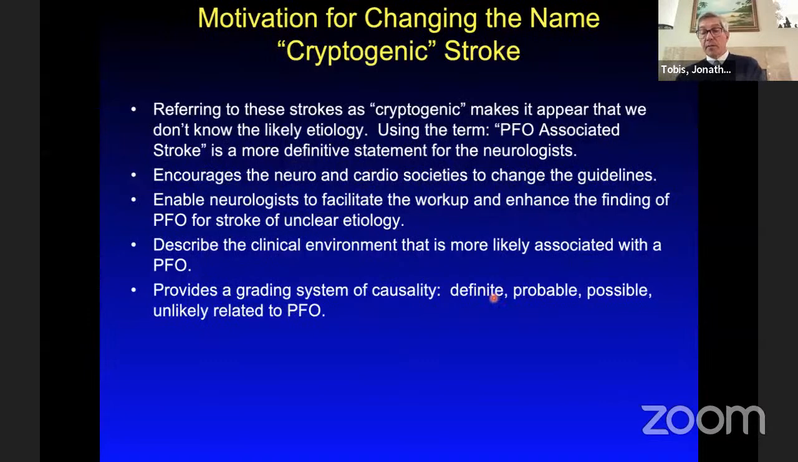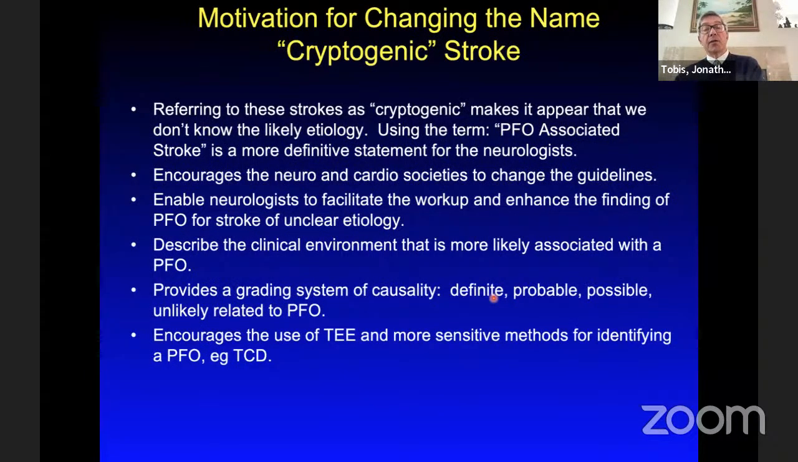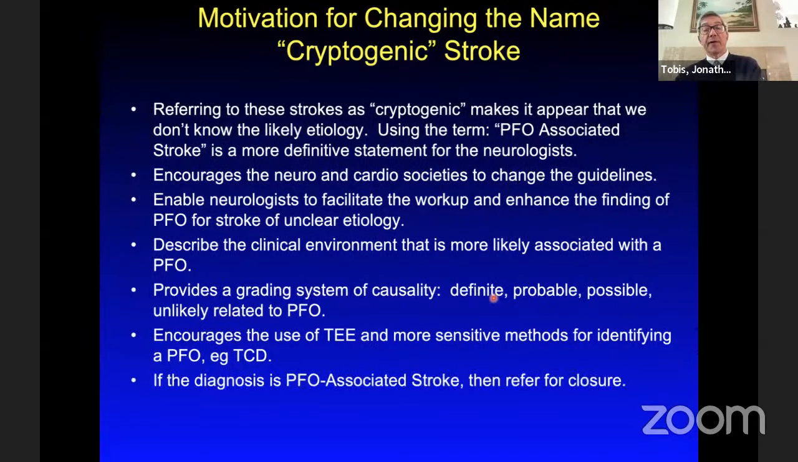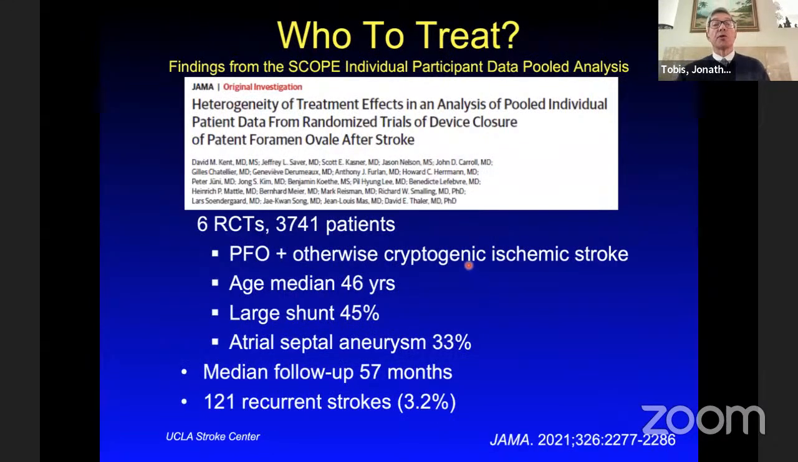And I'll go into this in a minute. And it encourages the use of transesophageal echo as a more sensitive method for identifying PFO. And then if you do come up with a diagnosis of PFO-associated stroke, then you refer that patient for closure. This is Saver's article, written with multiple other neurologists, on findings from meta-analysis of the 6 clinical trials, 3,700 patients who had PFO and otherwise associated cryptogenic stroke.